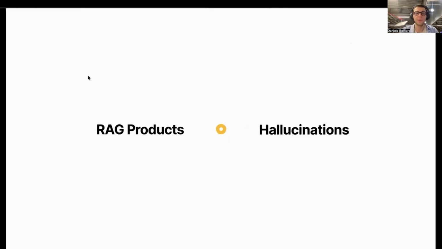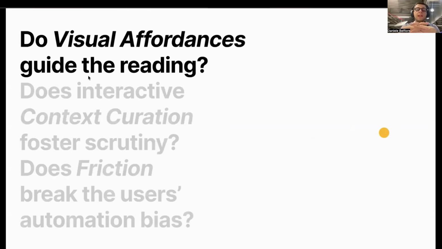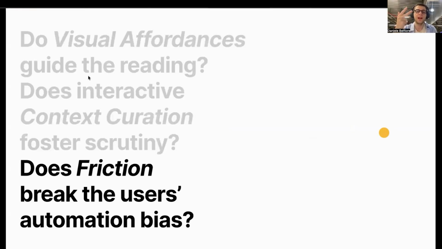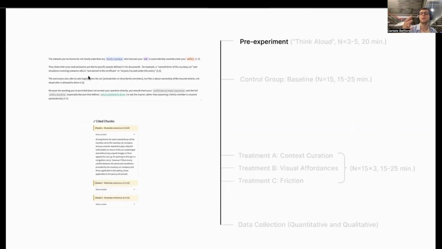So we found our problem specifically in hallucination and RAG products. And we defined 3 sub-research questions that would guide our development for the final output. So we were saying, do visual affordances guide the reading of the users? Does interactive contextualization foster scrutiny? And does friction break the user's automation bias? So basically, our goal was to develop an experiment that would test different and alternative interfaces of a chatbot, of a large language model system.